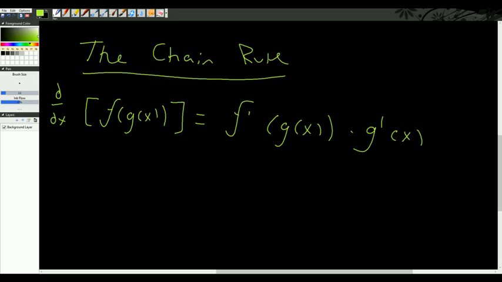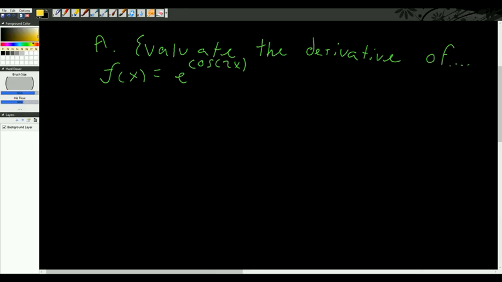Alright, so now that that's out of the way, we can get to solving. Hey everyone, today we're going to be evaluating the derivative of f of x equals e to the power of cosine of 2x. So I actually have my eraser selected, so let me not do that. Cool.